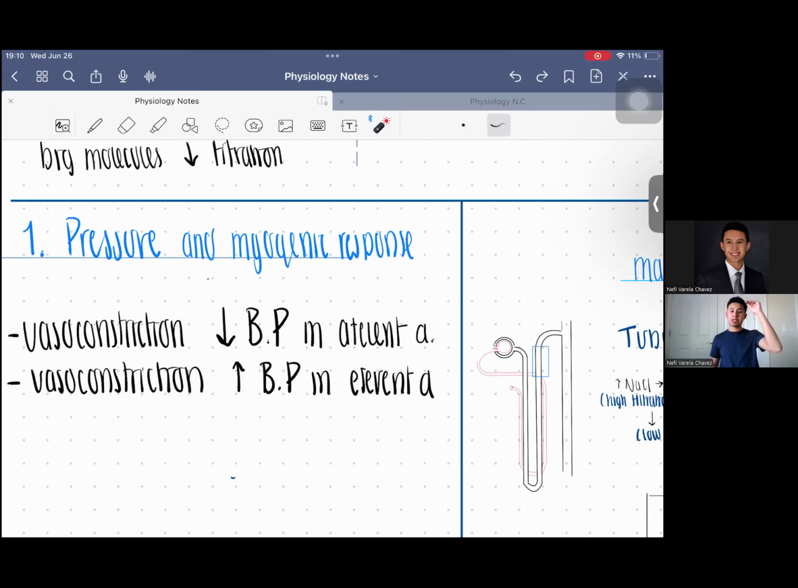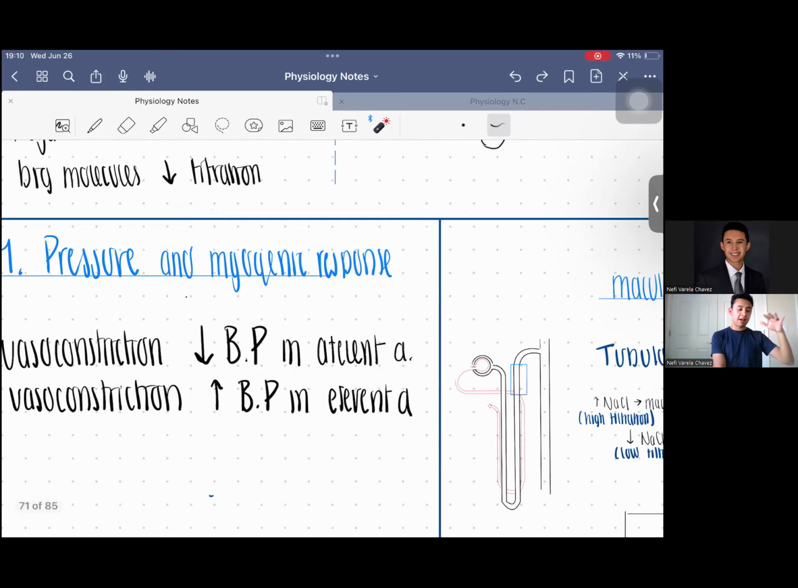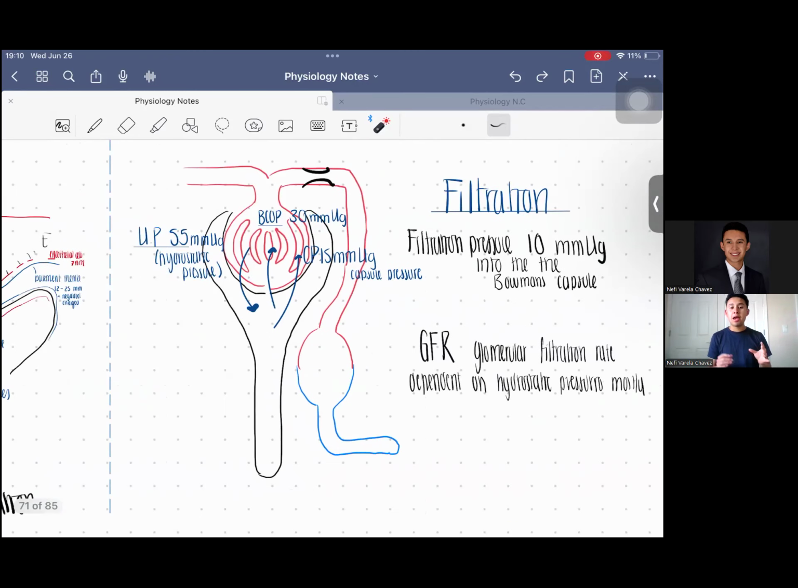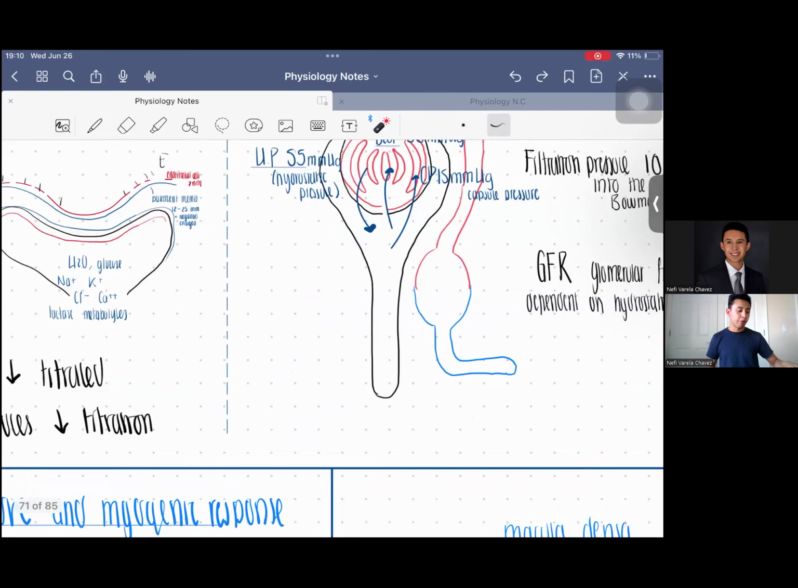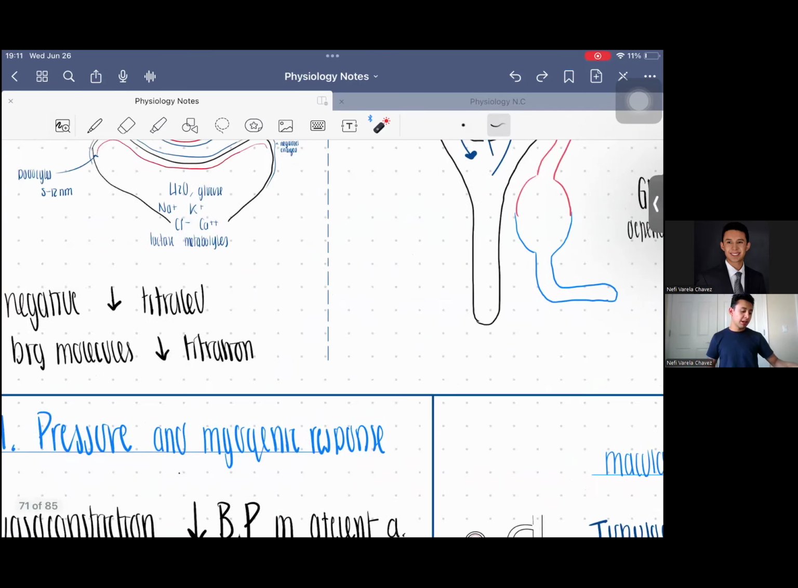So vasoconstriction is going to decrease blood pressure, and another concept that I'm going to introduce after that is GFR. Okay, and that's going to be in the afferent arteriole. And also, if we vasodilate, if we do the opposite, we're going to have more blood flowing from the afferent arteriole to the capillary. So that pressure is going to build up and increase, facilitating more filtration to the Bowman's capsule.